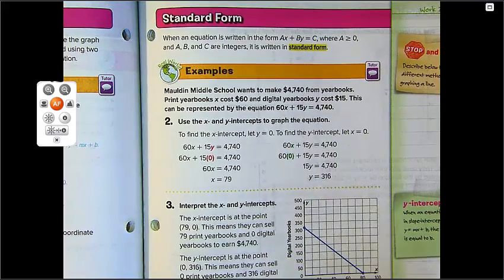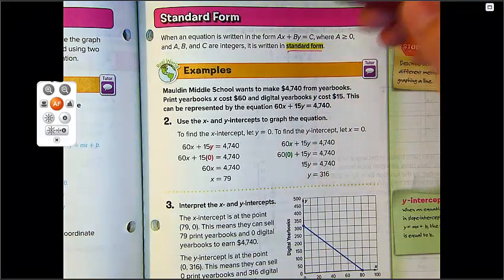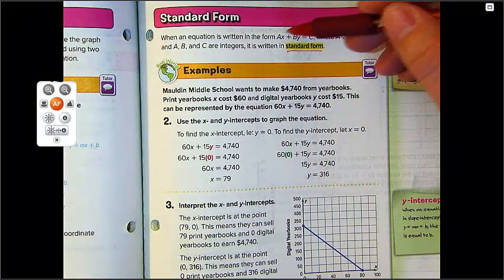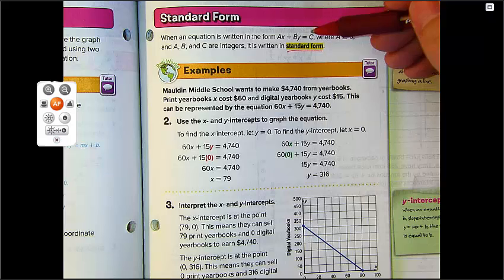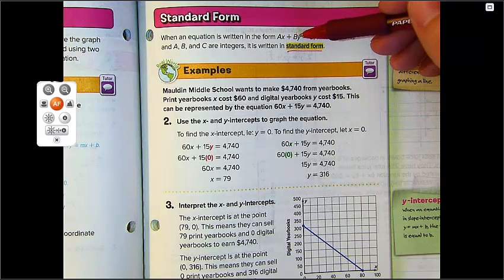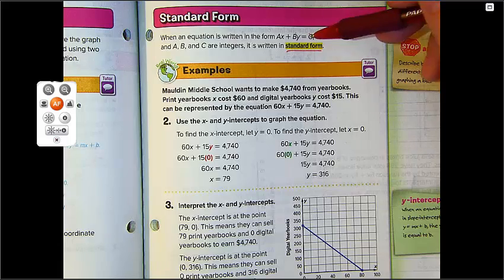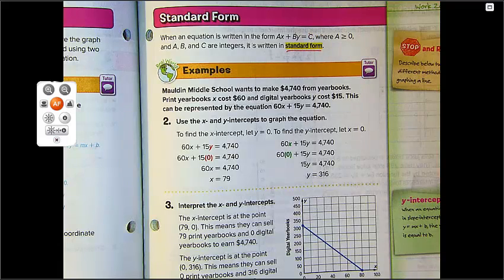Here it talks about standard form. This is also a vocab word. You need to make sure you have written down standard form. It's the form ax plus by equals c. You can still kind of see how this is similar to y equals mx plus b. Here's your y, here's your x, and then c is your b, your constant number. They've kind of replaced that, but this c is the constant number, okay?